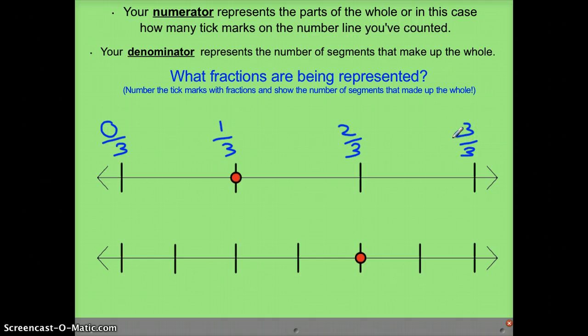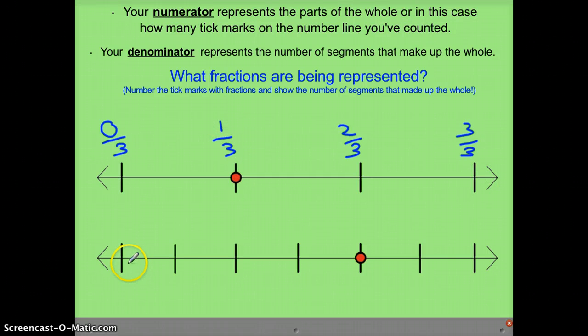One way to double check yourself is if you start at 0 and end at 1 whole where your numerator and denominator are the same, you set up your number line the correct way. Now I'm going to look at what point is being represented, and I can see right here it corresponds to this fraction. So the fraction this number line represents is 1/3.